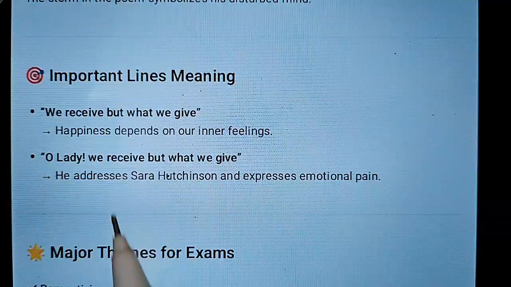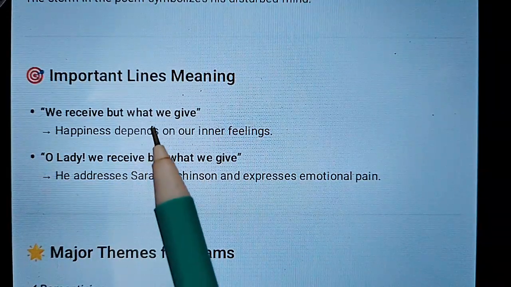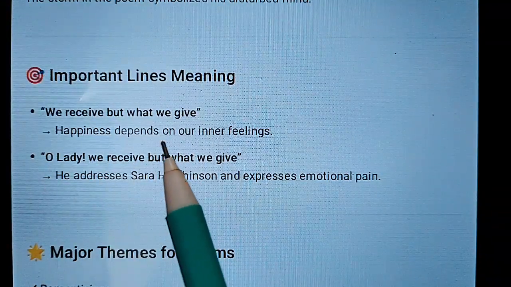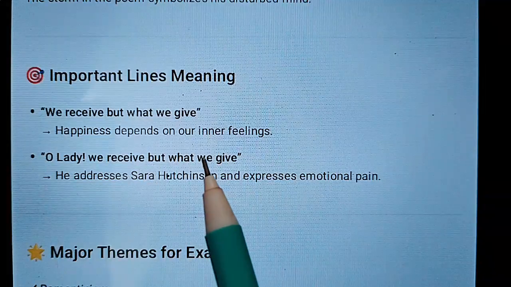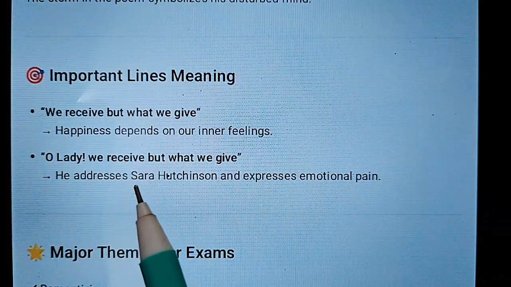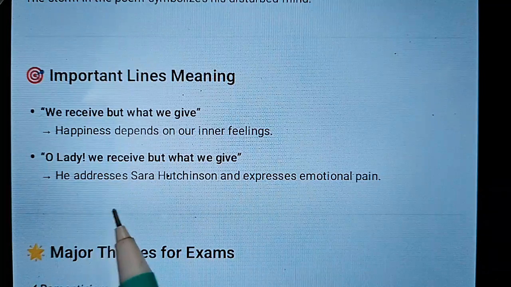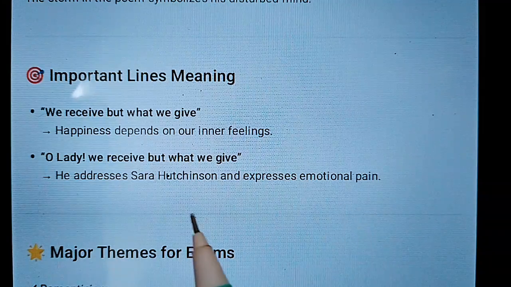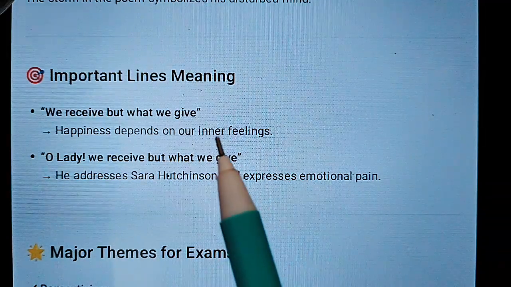The next point is the meaning of important lines. Here are two lines. First is "We receive but what we give," which means happiness depends on our inner feelings. And second is "O Lady! we receive but what we give." Here he addresses Sarah Hutchinson and expresses emotional pain. So these are the two important lines.